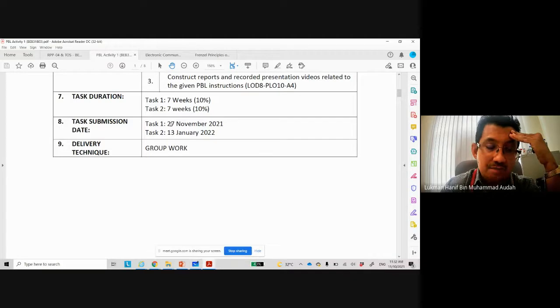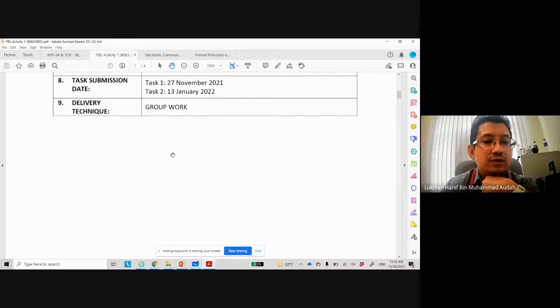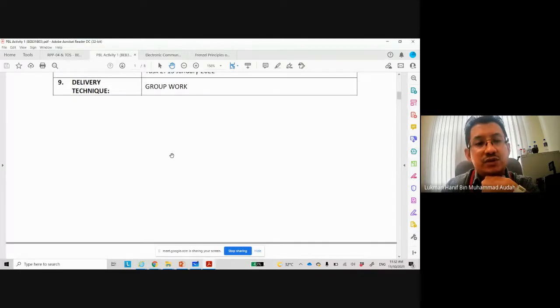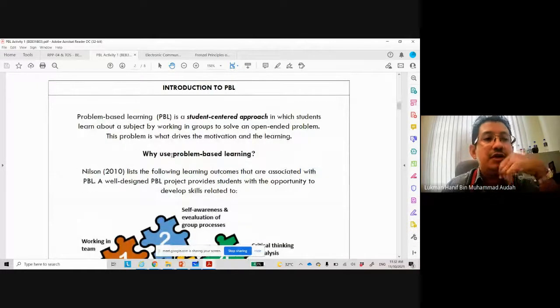This is the due date. Okay, my suggestion, submit before the due date. Okay, jangan tunggu sehingga hari terakhir. Okay, not good. Group work. So group work maximum 5 students. So this class consists of 30 students. That means satu group perlu ada 5 students.